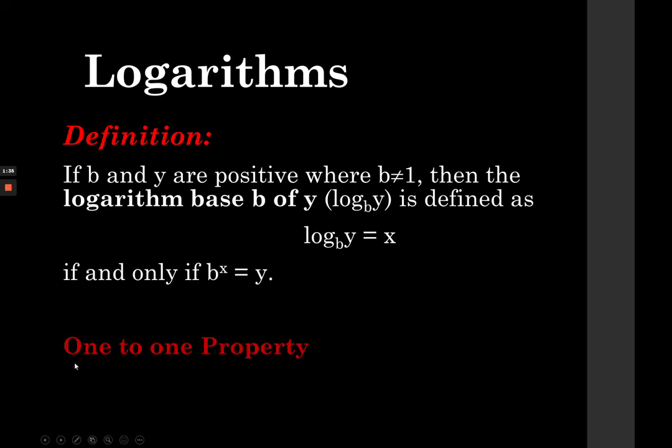There's one more property, it's called the one-to-one property. It says if logarithm base b of x is equal to logarithm base b of y, if you notice they have the same logarithm and base, then we can actually solve it by just equating argument x is equal to argument y. Just remember, it's called the one-to-one property. If you are given the same logarithm base on both sides, you just equate the argument on the left side to the argument on the right side.